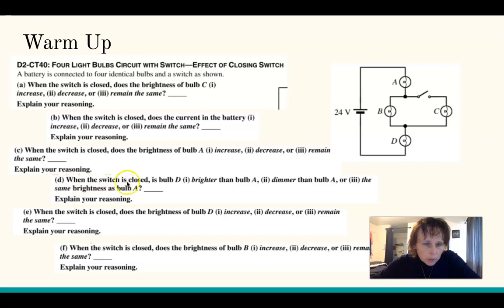Next question: when the switch is closed, is bulb D brighter than bulb A, dimmer than bulb A, or the same brightness as bulb A? So the answer is it's the same brightness. The reason for this is because the current through A is equal to the current through D. The amount of charge in the circuit remains constant, right? It is split, but then it comes back and it's the same amount of charge flowing in the wire here as through A.